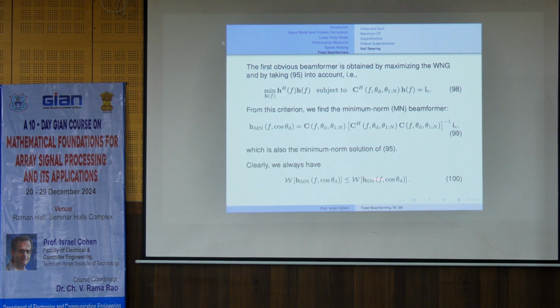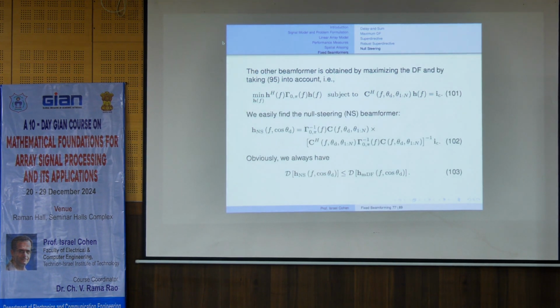Now, this beamformer is the delay and sum. So the white noise gain achieved with the delay and sum is always larger than that achieved with minimum norm. Of course, because here we added constraints, so the white noise gain is smaller. This is what we mentioned. Now, if we have the null steering beamformer that is achieved with additional constraints on interfering directions, its directivity factor will be smaller than that achieved without these additional constraints, with the max DF beamformer.